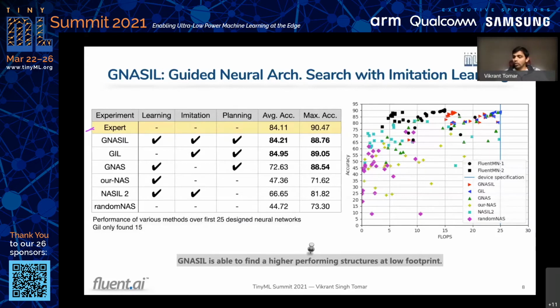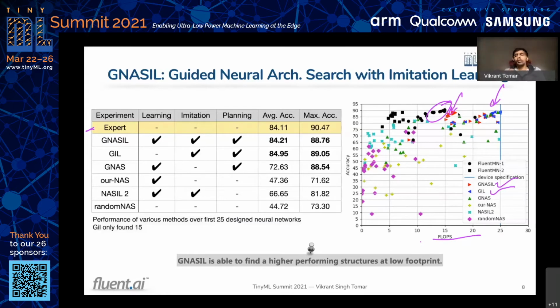What we want to pay attention to is these black circles, which are the expert design architecture. It gives very good accuracy and has a low footprint in terms of computational complexity, which is the flops here on the x-axis. The experts spent a lot of time designing this architecture. What we want is a neural architecture that gives very high accuracy at low footprint. In that sense, we have these red dots as well as these blue dots that gave us good accuracy. The red one refers to GNASIL and the blue one refers to GIL.